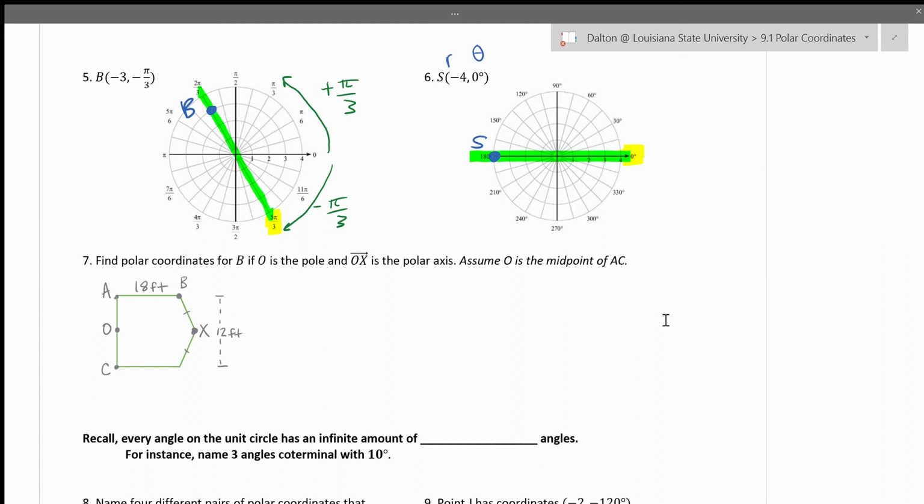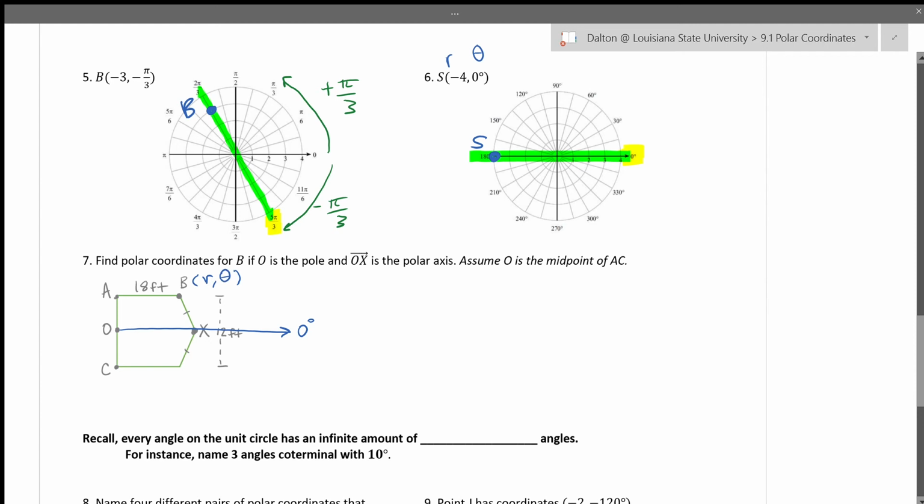Okay, so we have a few different pieces of information given, and of course, lots more drawn in the picture. So basically, here's what we got going on. O is the pole. O to X is, they said, the polar axis, which means this is 0 degrees. So our goal is to figure out what are the coordinates of point B. In other words, how do I graph that? To graph that, I need r and I need theta.